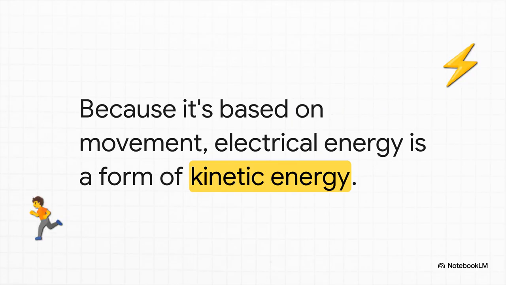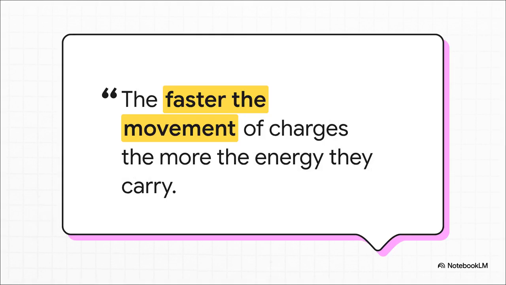So since this whole thing is about movement, that means electrical energy is really just a form of kinetic energy. It's the same kind of energy a moving car has or a ball flying through the air. It's simply energy in motion. And this leads to a really important point. It's not just that the electrons are moving, but it's also about how fast they're moving. The faster this stream of charges flows, the more energy it's actually carrying. So it's pretty straightforward. More speed means more power.